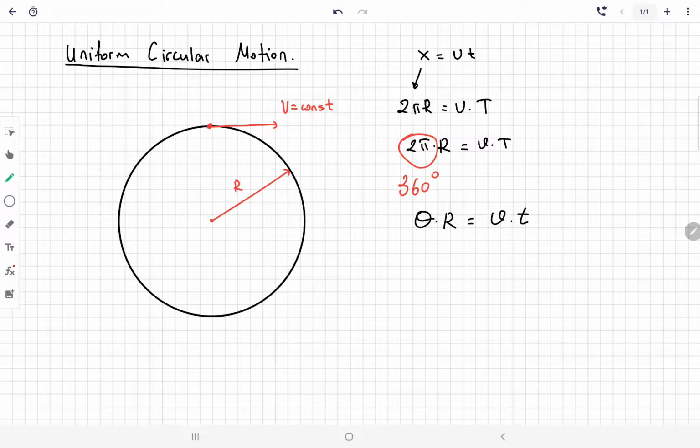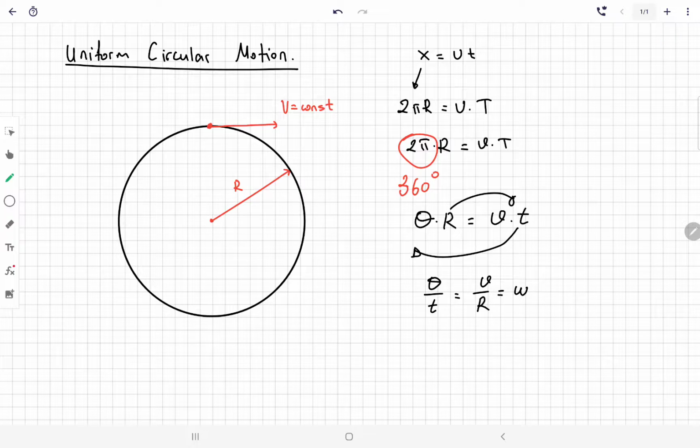This is not a new equation. Be careful. So let me take time to the left side. Let me take radius to the right side. So at the end, we will get this kind of equation. Angle divided by time equal to speed divided by radius. In physics, this expression, this equation has a special name, and we call it angular speed. And we denote it with omega. Angular speed equal to angle divided by time, or speed divided by radius.